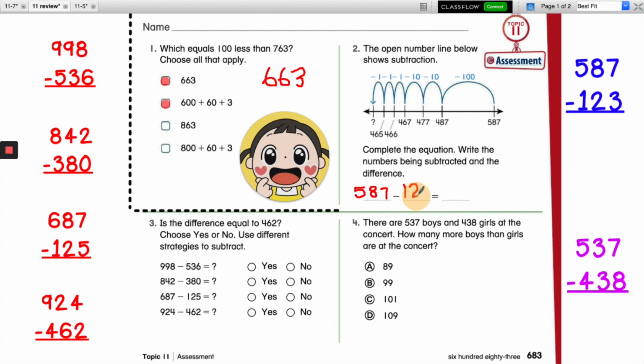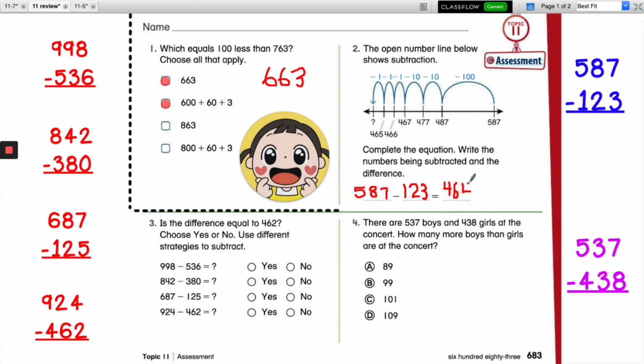So I would do 587 minus 123. And what do we have here? What's the answer? Well, if we can see over here, they counted back by 100, tens, and then ones. We would have 465 minus 1 more is 464.